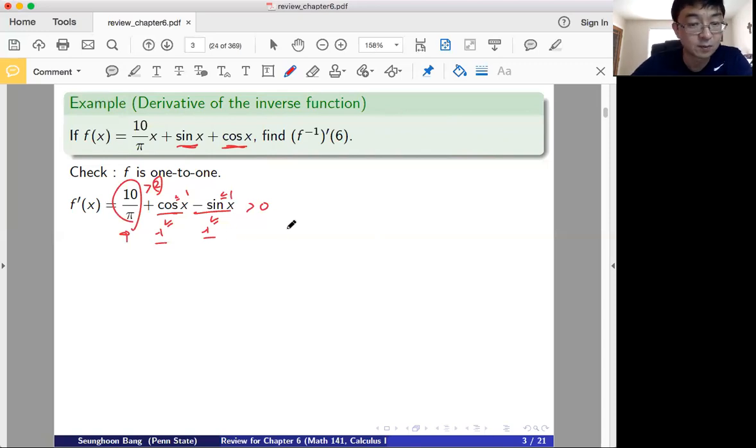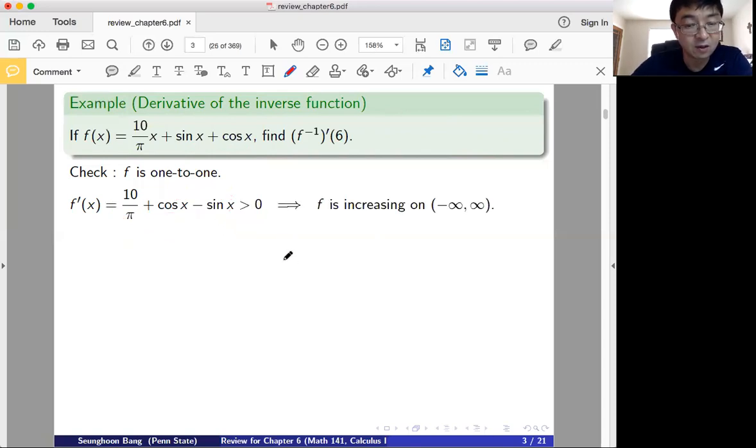This is always positive. So what does it mean? Function f is increasing on minus infinity to infinity. An increasing function is always 1 to 1. Does it make sense? The function is increasing, you can draw a horizontal line, and we have only one intersection point. The function is 1 to 1.